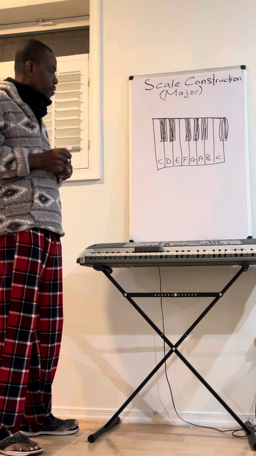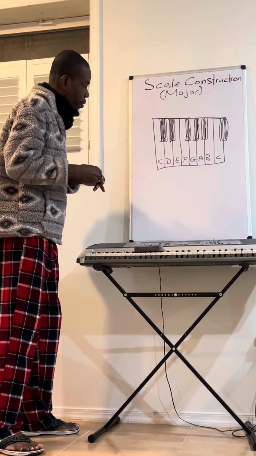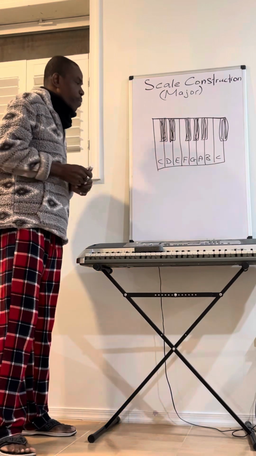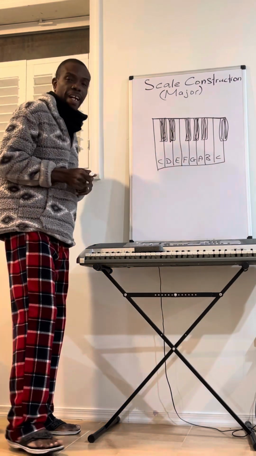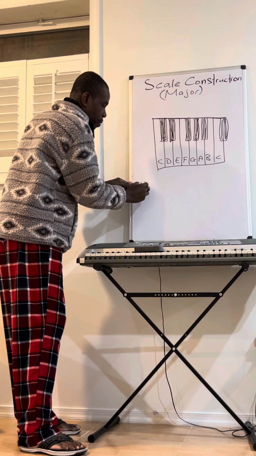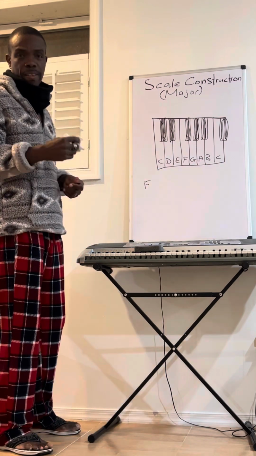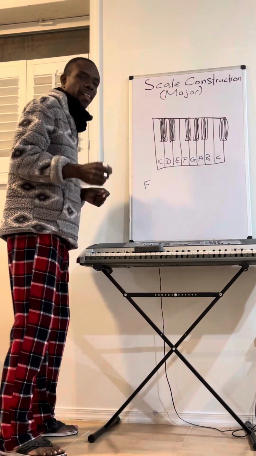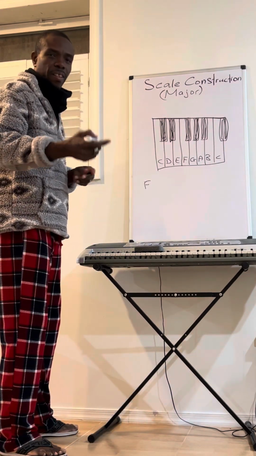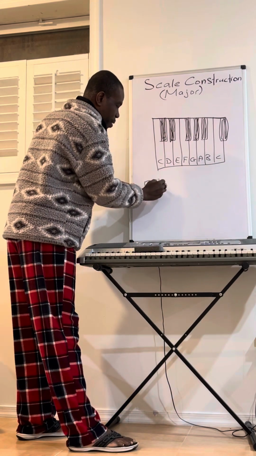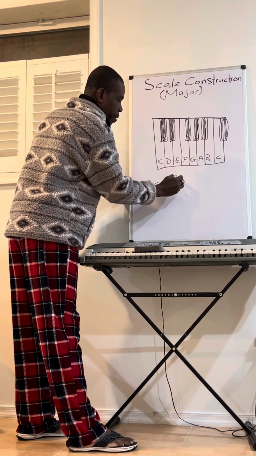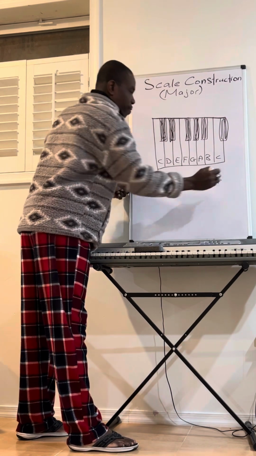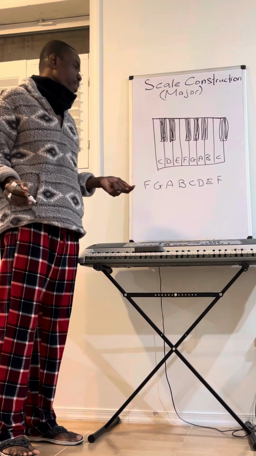Of course, there are some features of the major scale. I'll give you them. First of all, they start and end on the same letter, right? And if they start and end on the same letter, then the letters must be in alphabetical order: F, G, A, B, C, D, E, and F. Right? It's not finished as yet.